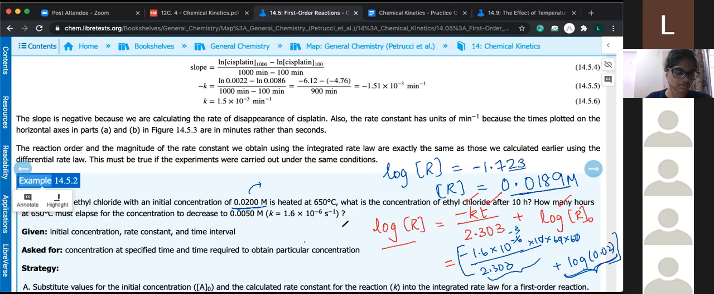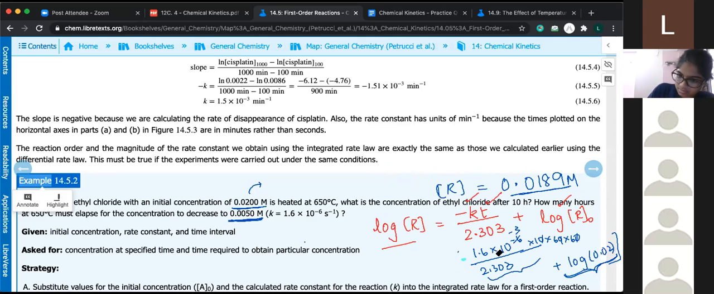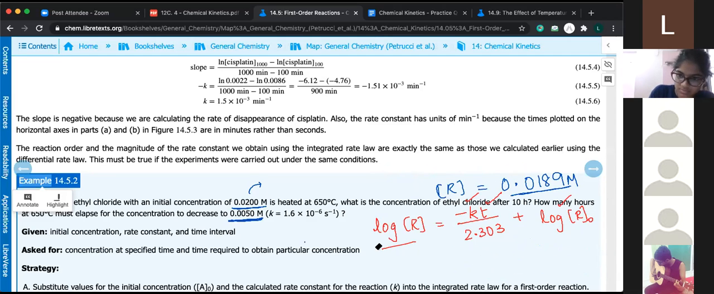All right, it's already 5:10. Let's jump to the next part. How many hours at 650 Celsius must elapse for the concentration to decrease to this much? How will you solve that part? If you have to find out the time, what do you have to do? Okay, let's discuss first and calculate it in a bit.